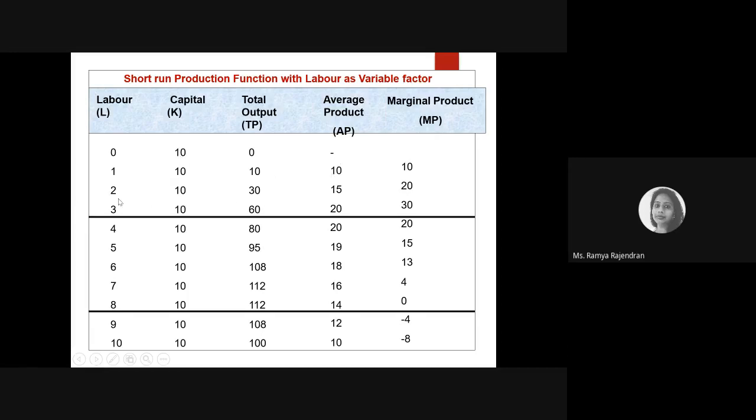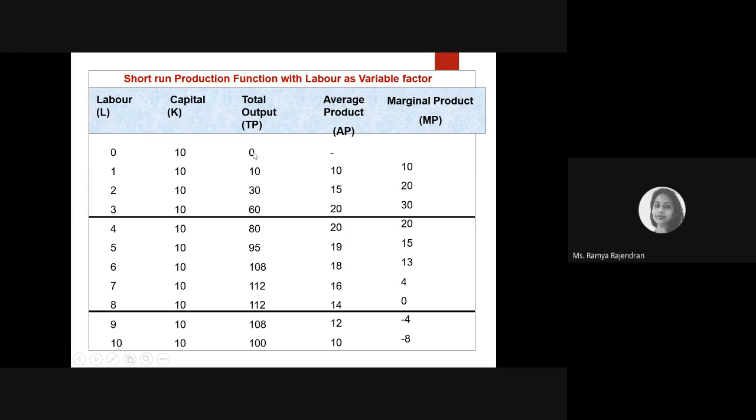Here it's 30 divided by 2 because I had two employees, so it's 15. Here 60 products are made with 3 laborers, so 60 divided by 3 is 20. It goes on. So when you compute average product, you divide the total output by the variable factor. Marginal product is computed by calculating the difference between two total outputs.